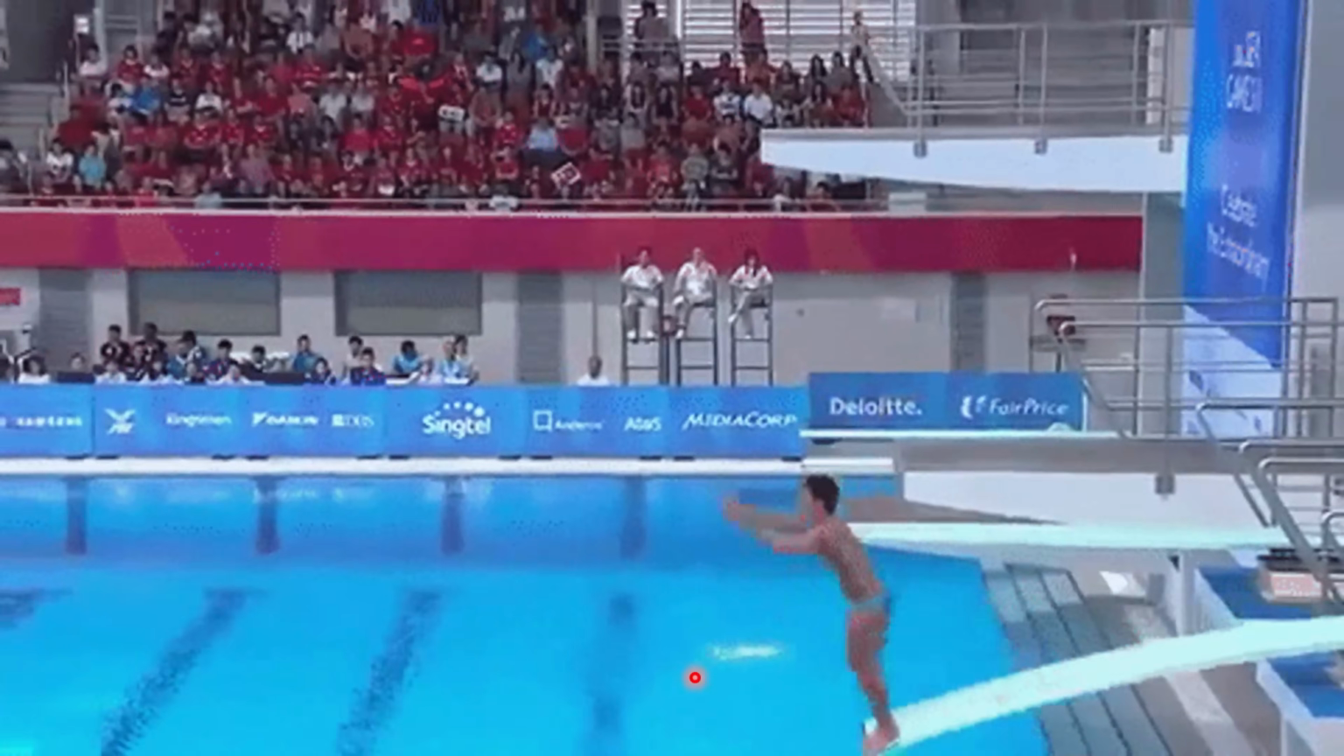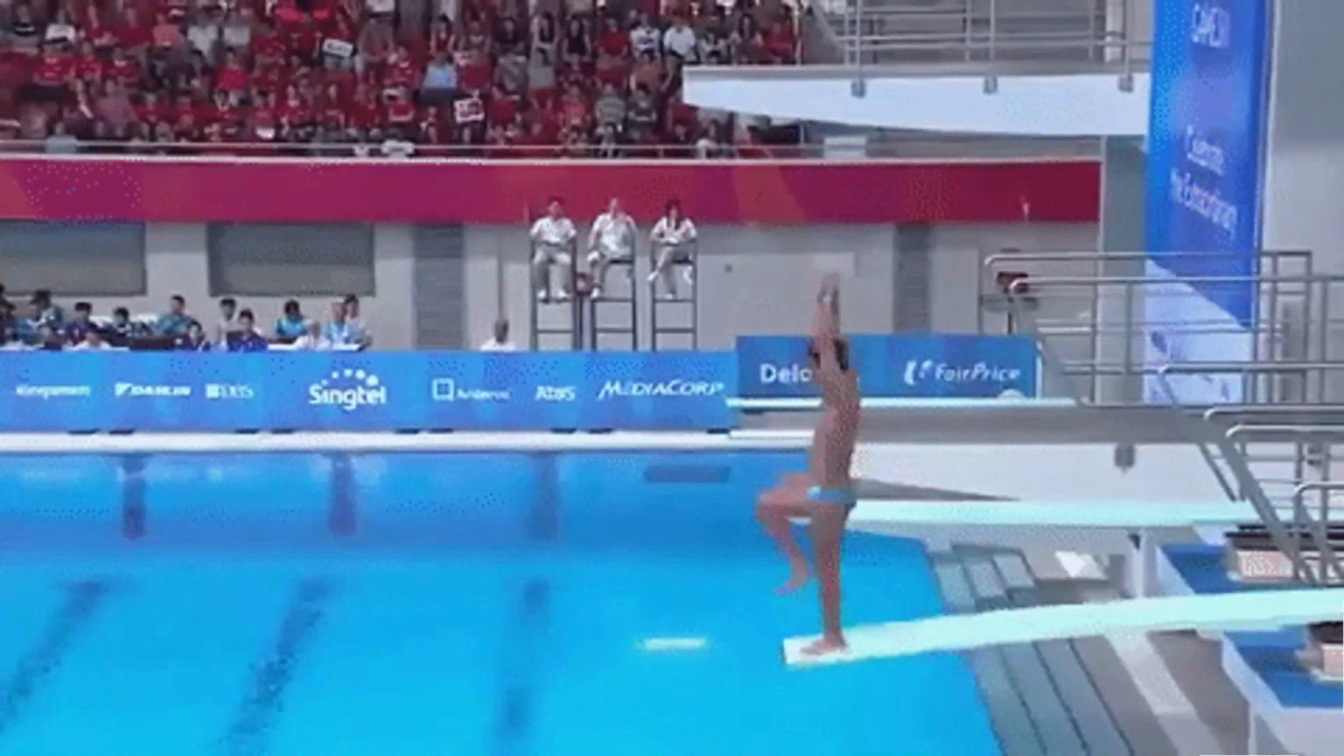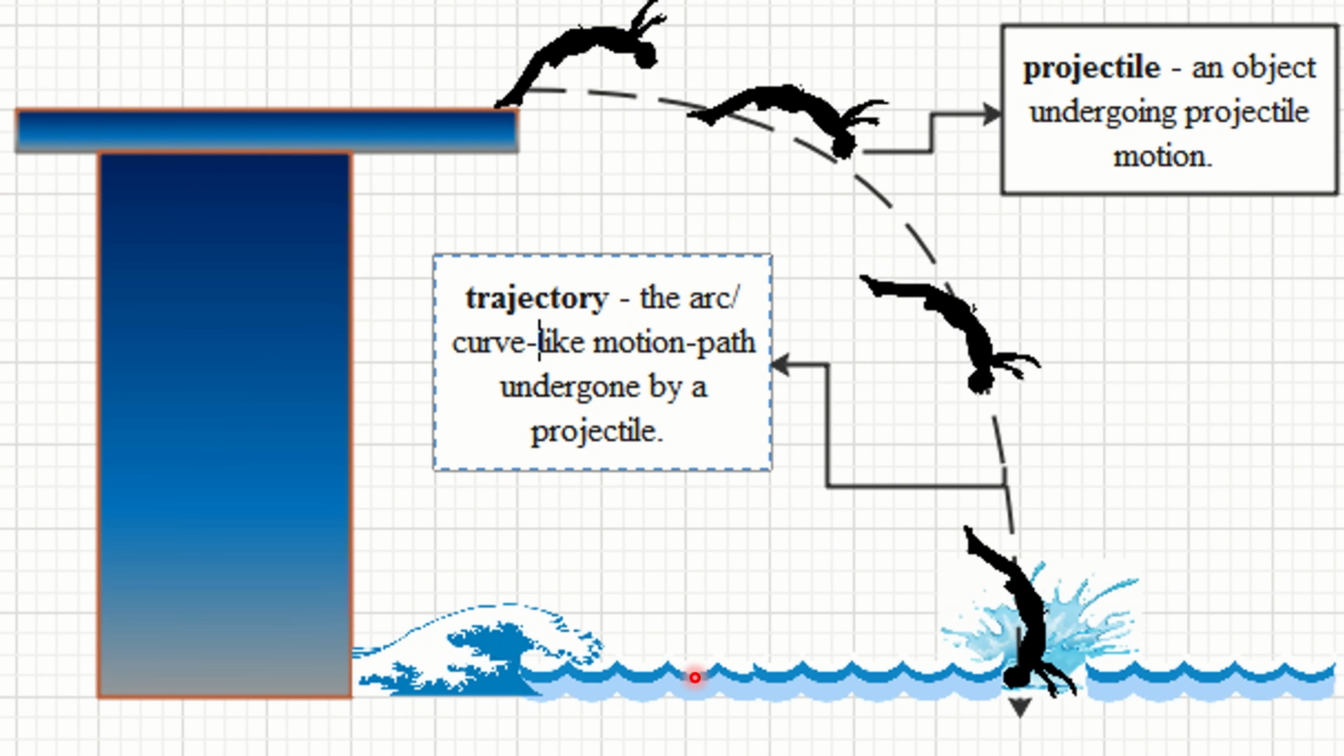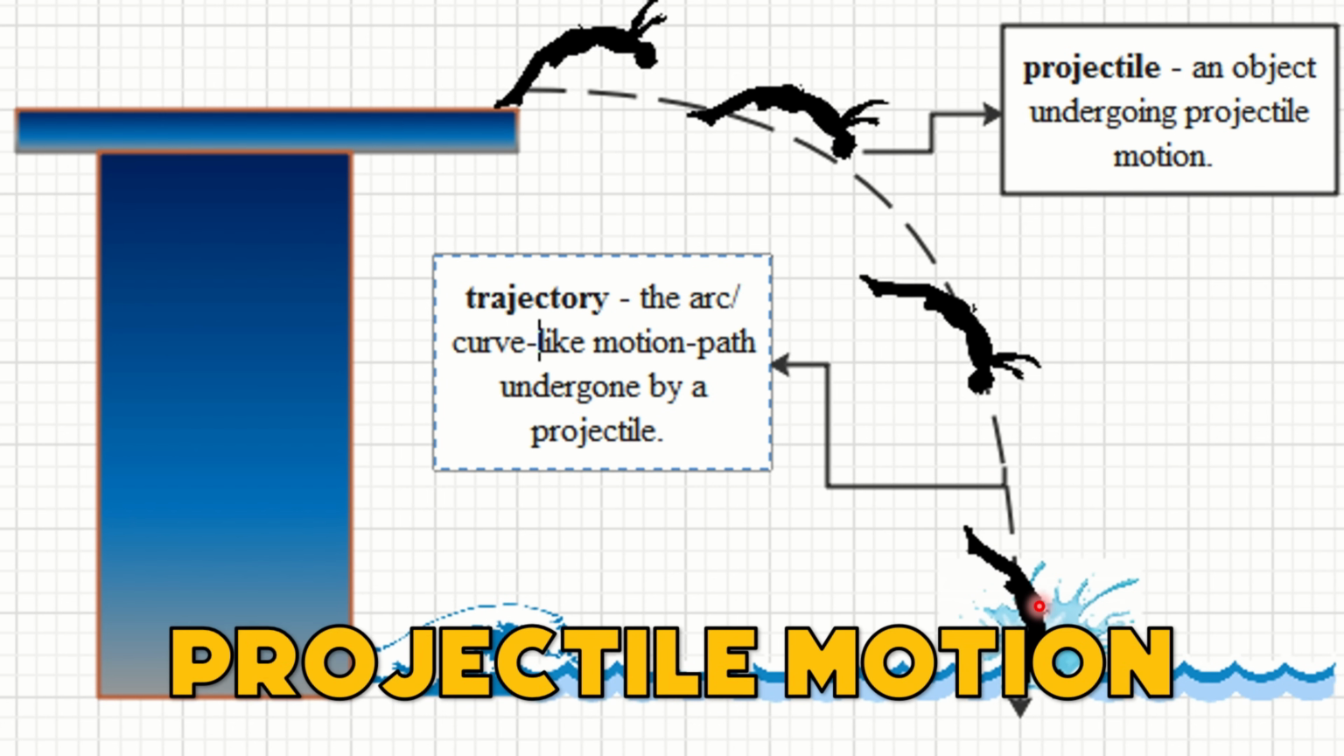Now, let us proceed. Let us take a look at this photo. As you can see, it is a photo of a man diving. The motion of the man as he dives into the water is moving along a curved path due to a natural force called gravitational force or gravity. Gravity is a natural force that causes objects to fall towards the earth. Hence, the acceleration due to gravity is always directed downwards. With this, the motion of the man undergoes projectile motion.